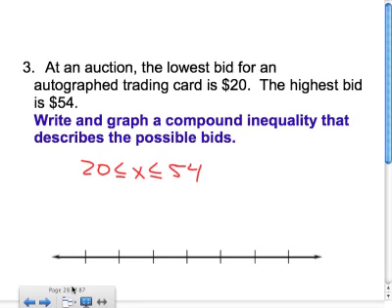So if we graph this, call this one 20, call this one 54. Obviously, we're not going by scale here. We're just doing it for argument's sake. Since they're both equal to, they're 2 closed circles, and since it's a combined inequality, one big one, we're just going to shade the region between those 2 points.